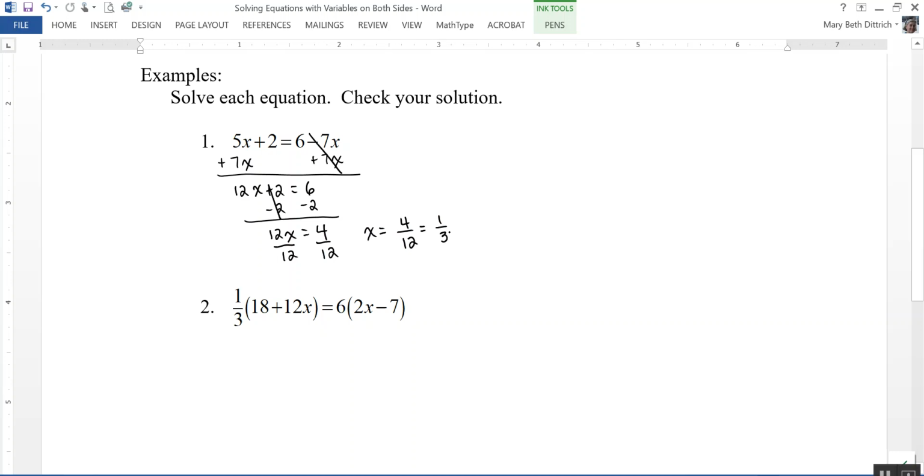Now, let's check our solution. Oh, this one's not going to be fun. That's okay, we can do it. So 5 times, putting in 1/3 for x, plus 2, don't freak out, we can do this, equals 6 minus 7 times 1/3. Okay, so 5 times 1/3 is 5/3 plus 2, is that equal to 6 minus 7/3.